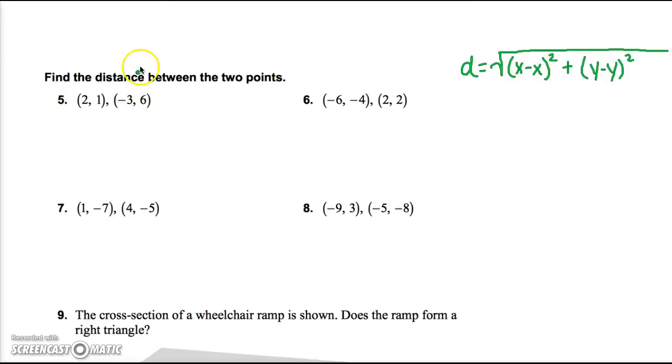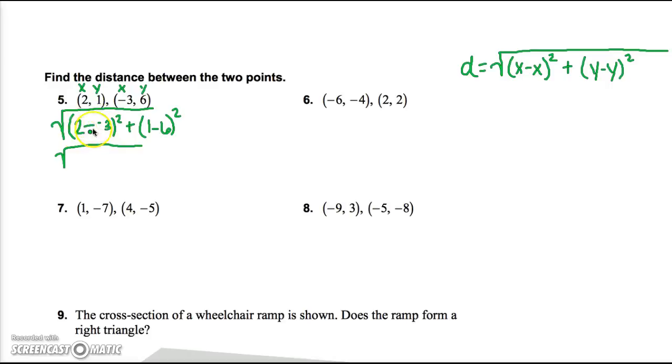So let's look at number 5. First of all, I need to take my 2 x values. So square root of x minus x. Remember, your first number is your x, your second number is your y. First number is x, second number is y. So we're going to take 2 minus a negative 3, squared, plus, and then I'm going to do the y's, but you have to do the y's in the same order. So since I did the 2 first, I have to do the 1 first. 1 minus 6, squared. And then we just solve this.